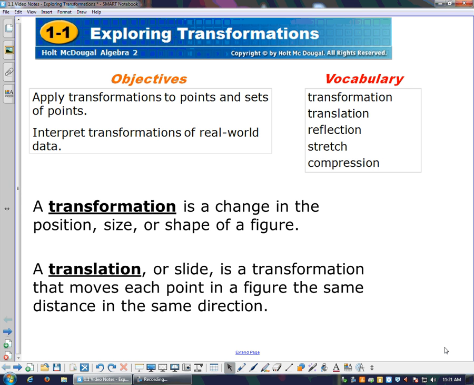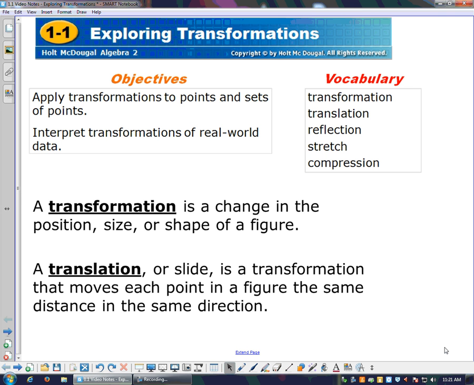While you're looking at the notes and the video, please take good notes. The objectives are to apply transformations to points and sets of points and to interpret transformations of real-world data. Your vocabulary: transformation, translation, reflection, stretch, and compression.